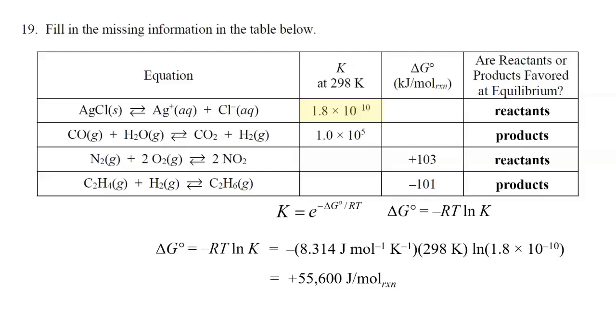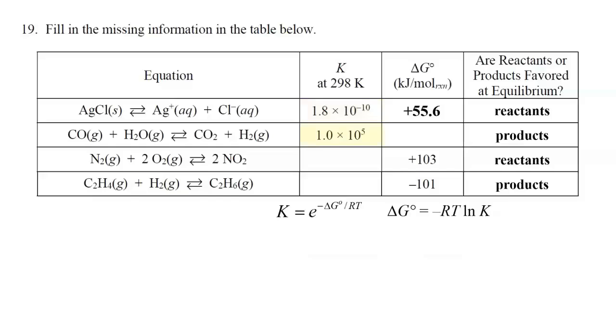So when I do that math, I get positive 55,600 on my calculator, but the units are joules per mole of reaction. So I have to divide by 1,000 to go from joules to kilojoules. So the answer is positive 55.6 kilojoules per mole of reaction. All right, well, hopefully that calculation made sense to you. Let's move on to our next calculation.